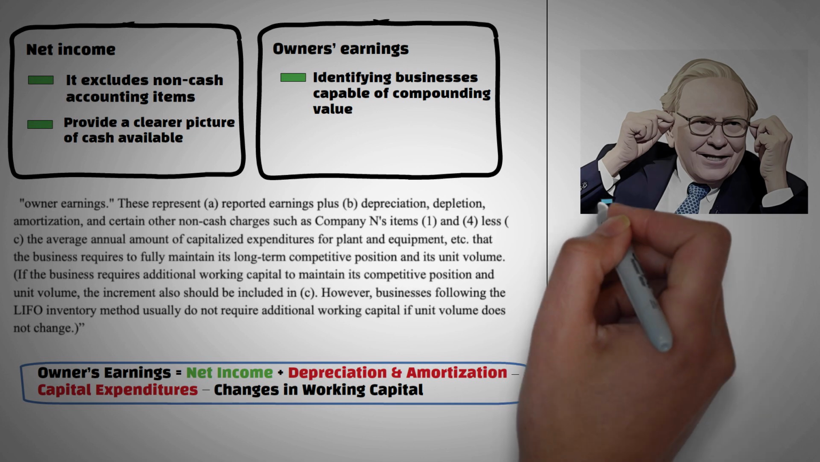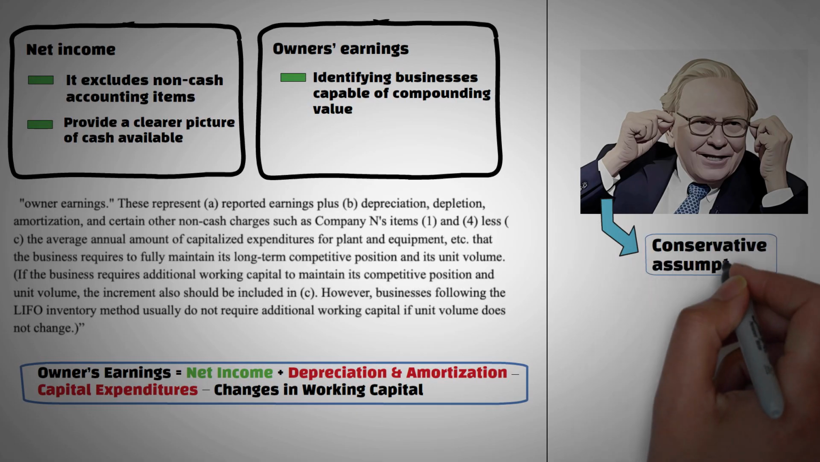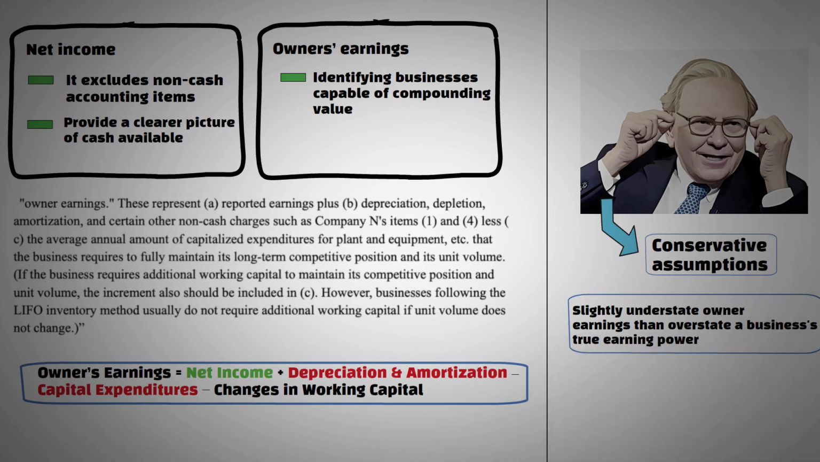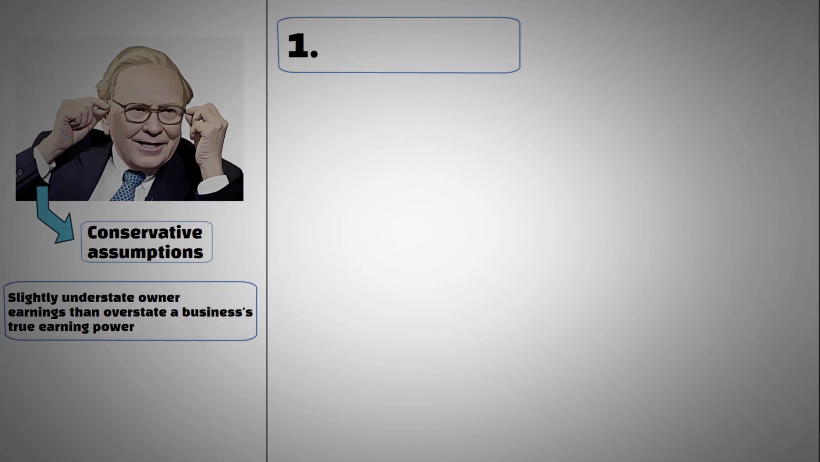Buffett stresses that owner earnings are an estimate and not an exact figure. He prefers conservative assumptions and would rather slightly understate owner earnings than overstate a business's true earning power. Next, we'll go through the owner's earnings components.